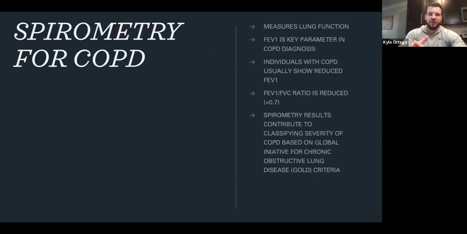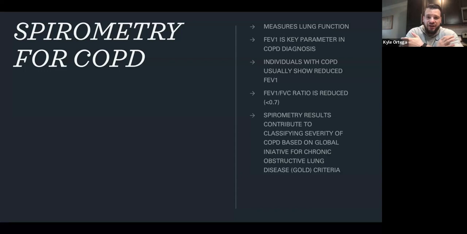All right, so now we're going to focus on that spirometry. It measures lung function, that FEV1, which pretty much is a forced expiratory volume in 1 second. It's a key parameter in the COPD diagnosis. Based off that, we can get a lot of information. Individuals with COPD usually show reduced FEV1, and then you have the FEV1/FVC ratio, which is reduced in COPD patients as well. In that brochure, it said below 0.7.